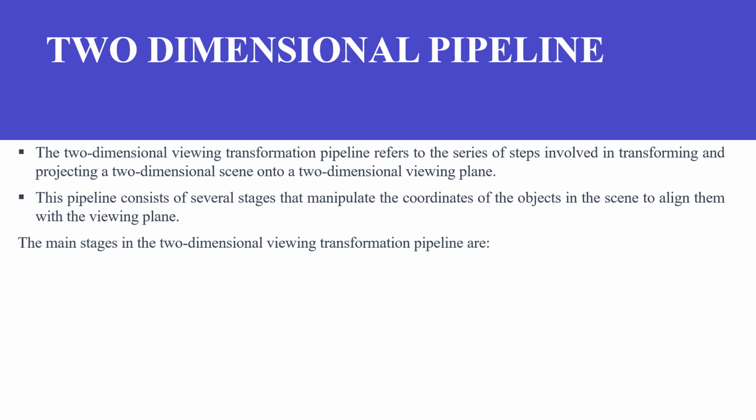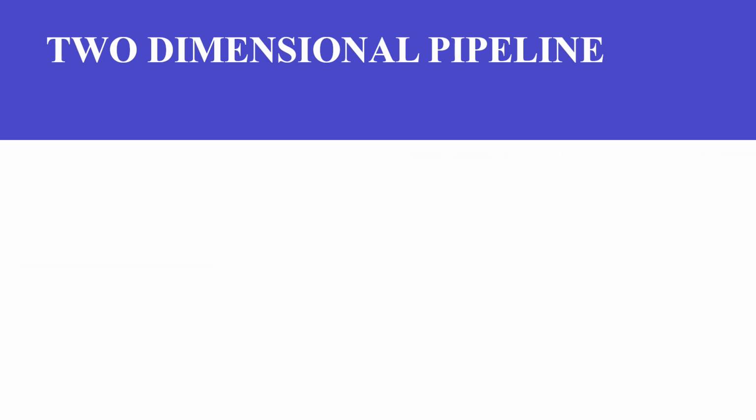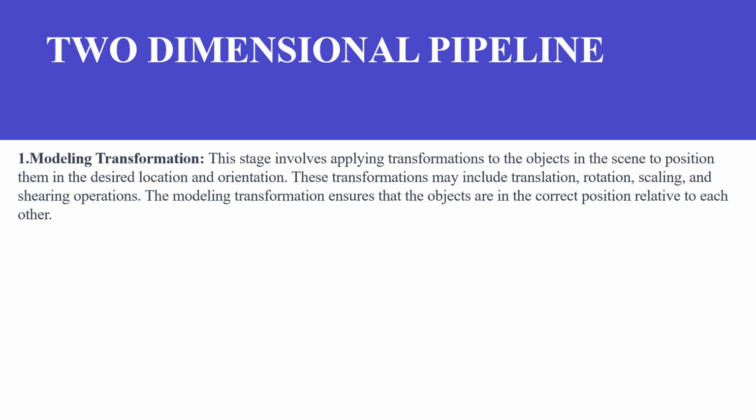The main stages in the two-dimensional viewing transformation pipeline are: first one, modeling transformation, where we can modify the images; second, viewing transformation, where we can view it in the two-dimensional pipeline; third, clipping, where the images are clipped and only the required images will be modified; fourth one is projection; fifth one is viewport mapping. Now let us see in detail about the two-dimensional pipeline.